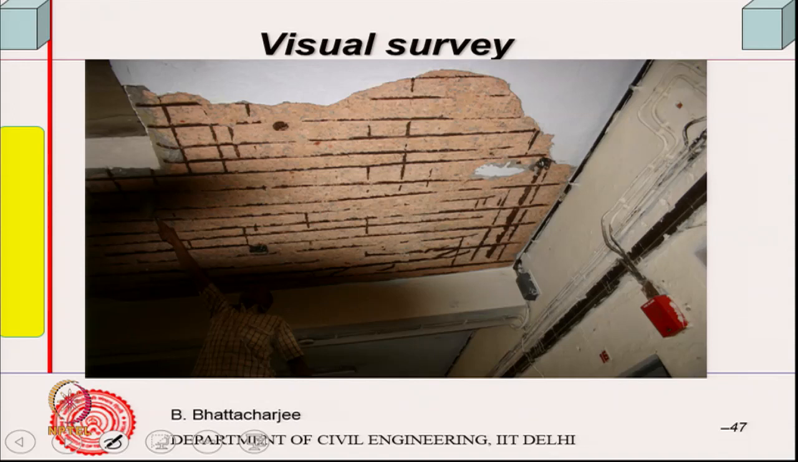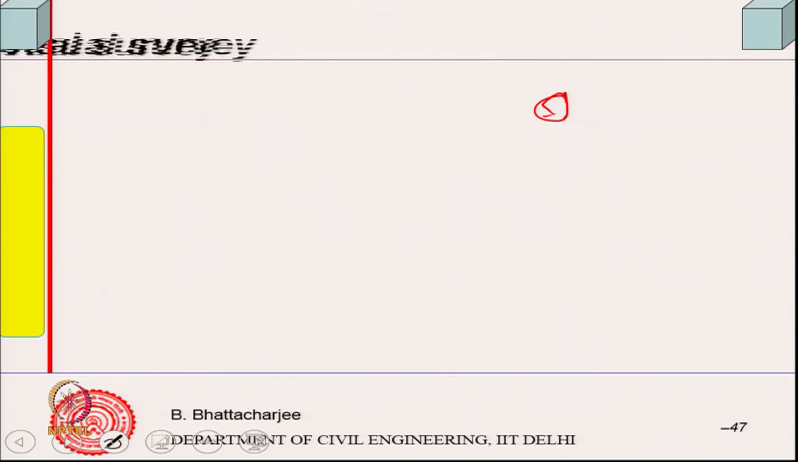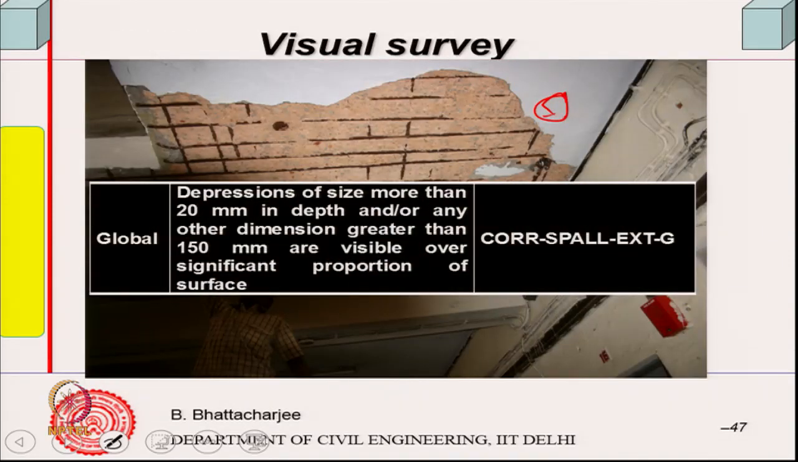If it was only over a small area, say just this corner had something like this and the rest was all intact, then I would have called it local. This is global. And then depression of size more than 20 millimeter in depth and/or any other dimensions greater than 100 millimeter are visible over a significant proportion of the surface. So, this is corrosion, spalling, extensive, global.